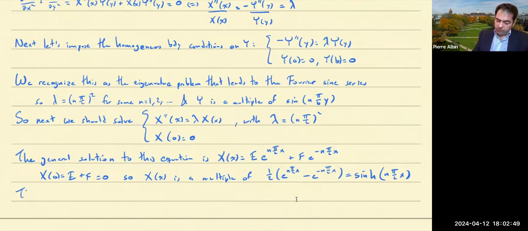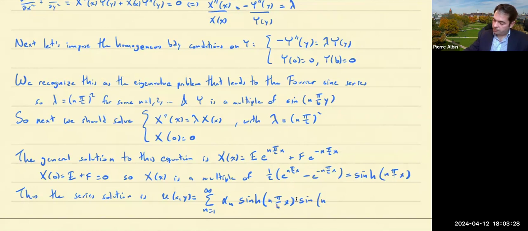Thus, the series solution to the equation is u of x comma y, the infinite sum, n goes from 1 to infinity, of some constant, let's go with alpha n, of hyperbolic sine of n pi over L x, where L is equal to b, times the trigonometric sine of n pi over b times y.